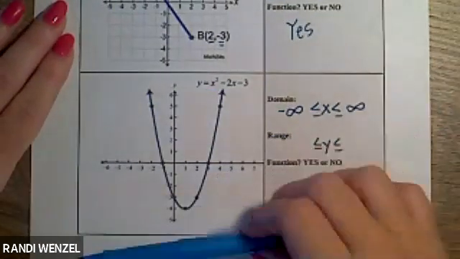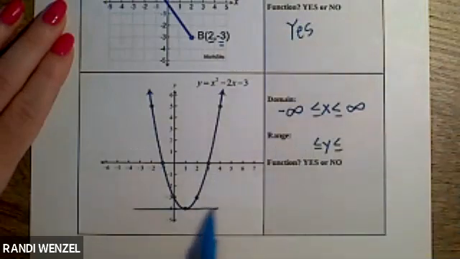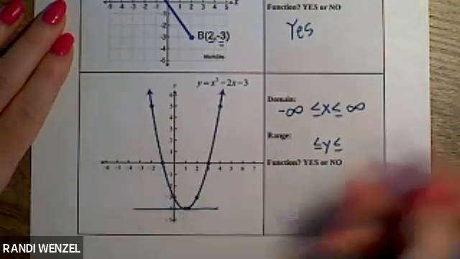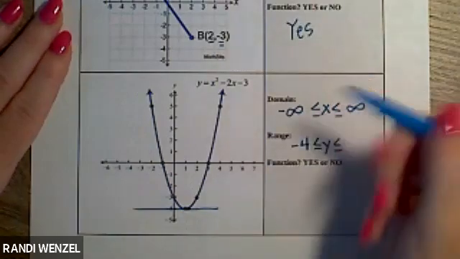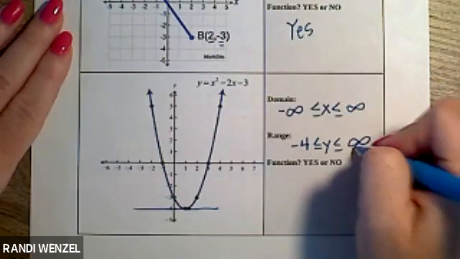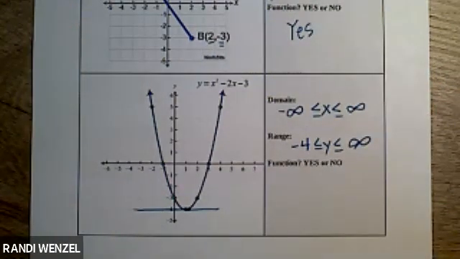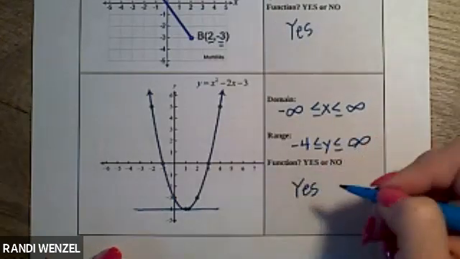This graph has a minimum. So we have to find the lowest y, and that is right here, right there, when y is -4. And it will keep going up, up, up, up, up. So that means it goes to infinity. And then is this a function? Yes, parabolas are always functions.